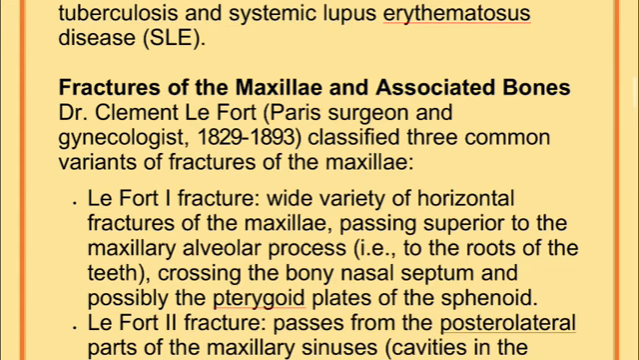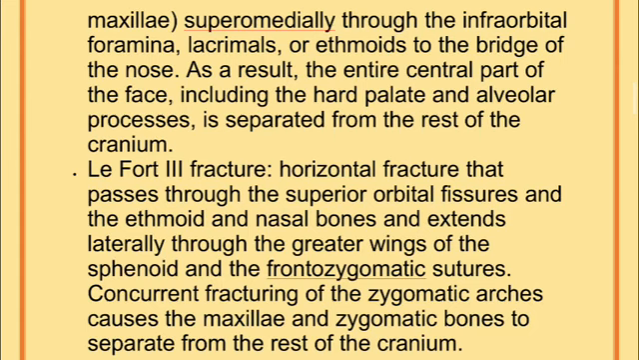What about Lefort 2 fracture? Lefort 2 fracture passes from the posterolateral part of the maxillary sinuses, that's the cavities in the maxillae, and when it does so, it goes superomedially through the infraorbital foramina. It goes through the lacrimals, the ethmoids to the bridge of the nose. So in Lefort 2 fracture, the entire central part of the face, including the hard palate and alveolar processes, is separated from the rest of the cranium.